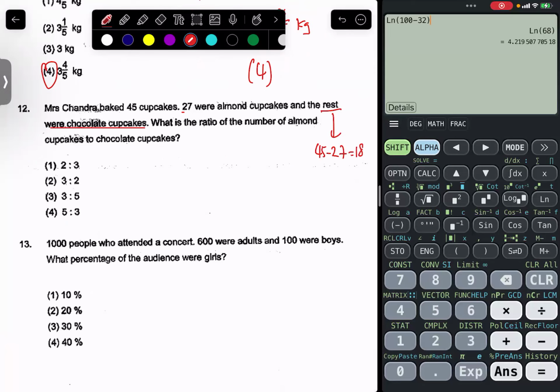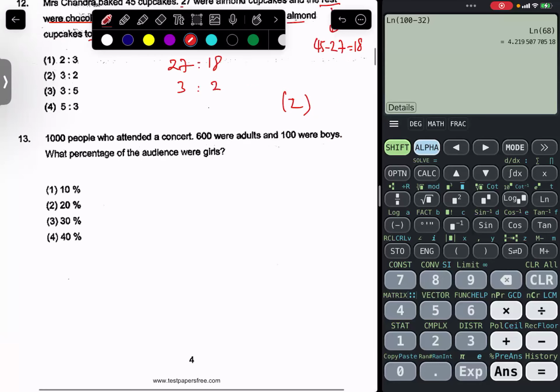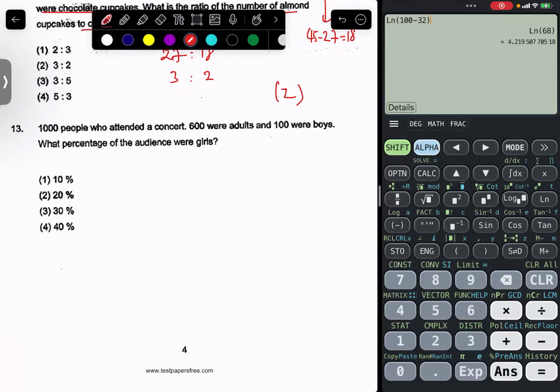18 were chocolate. What is the ratio of the almond to chocolate? So 27 is to 18. Divide by 9, 3 is to 2. Option number 2.